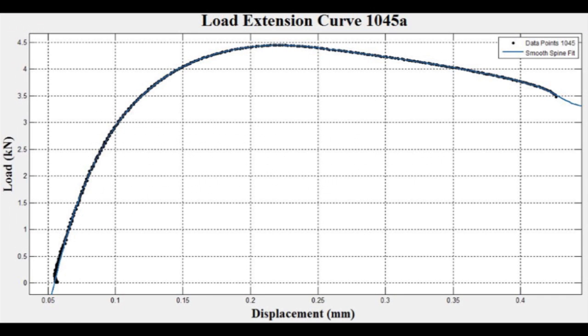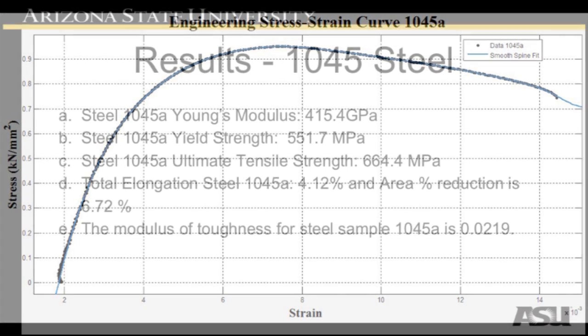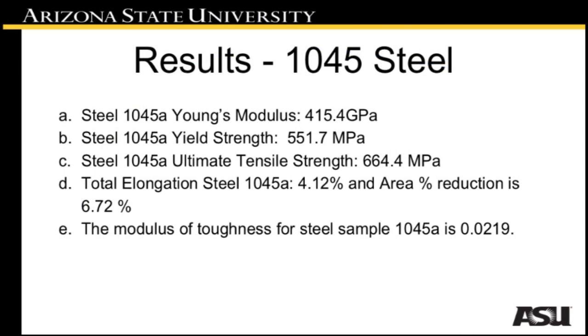A sample of 1045 steel was also tested. This graph shows the load elongation data for this particular sample. As mentioned earlier, the stress and strain values can be calculated from the raw data. This graph shows the stress-strain curve for 1045 steel. The various materials properties were found from the graph and are listed here.